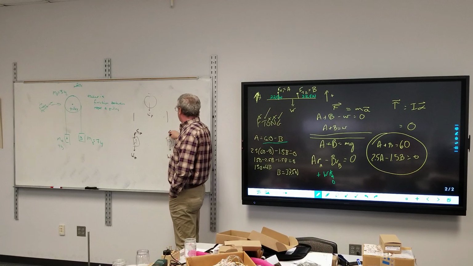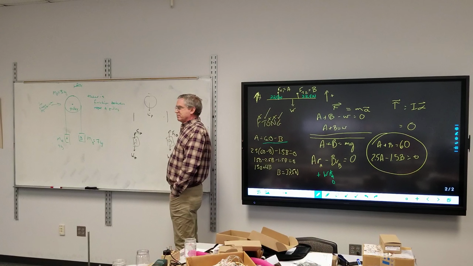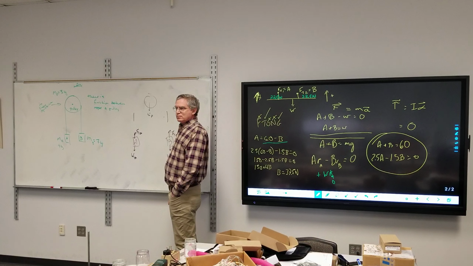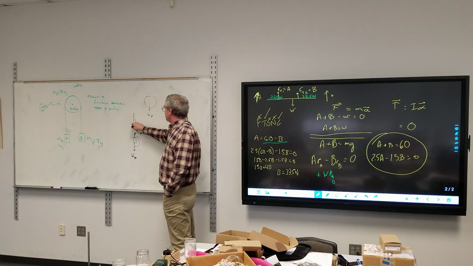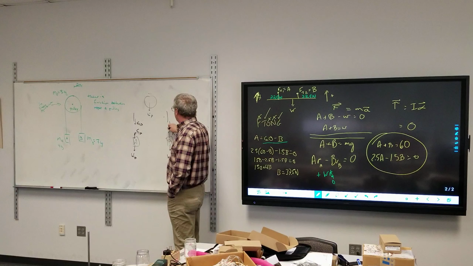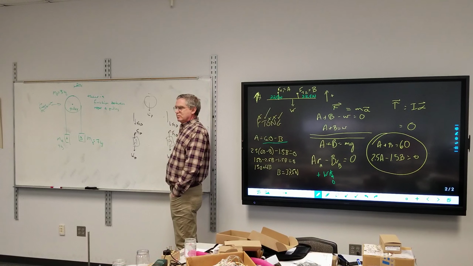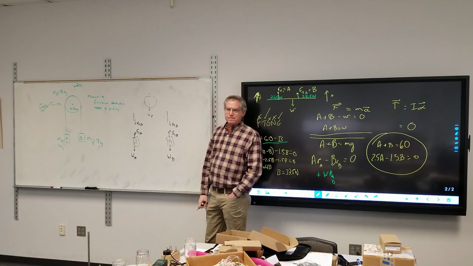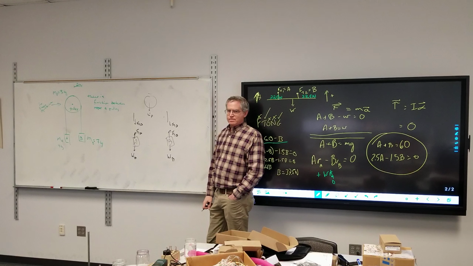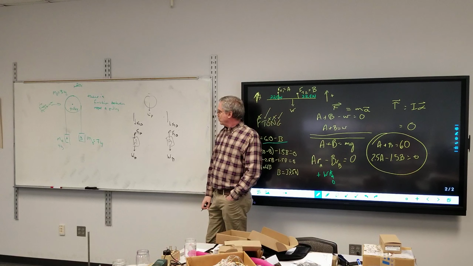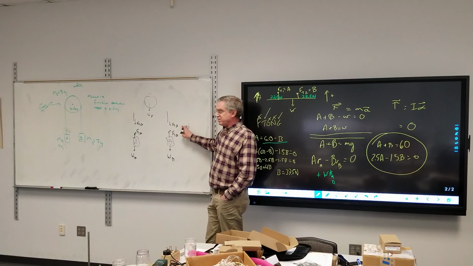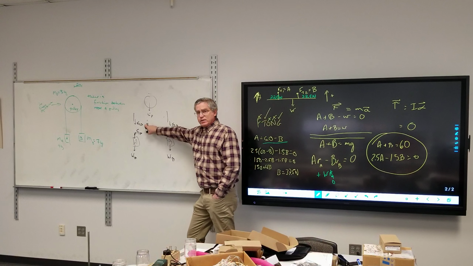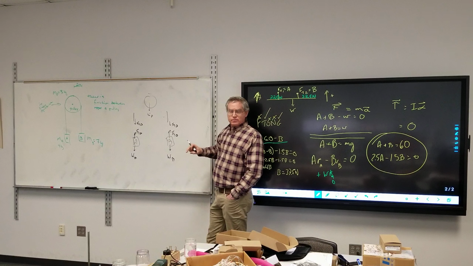FTA, FTB. Tensions on the ropes pulling down. FTA, FTB. Now, quick question. Will the tension pulling up on box B and box A be the same even though they're different weights? Will FTA and FTB be different numbers? Yes. Okay.